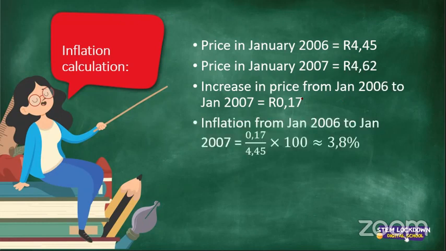So you incorporate the formula slowly. The inflation from January 2006 to January 2007 would be 0.17 over 4.45 multiplied by 100. You remember the formula. It was what? It is new price minus old price over old price multiplied by 100. This 0.17 comes from subtracting the old price from the new price, like I just explained. It's 4.62 minus 4.45. Then you get 0.17 over the old price, which is 4.45. Multiplied by 100, it is equal to 3.8%.